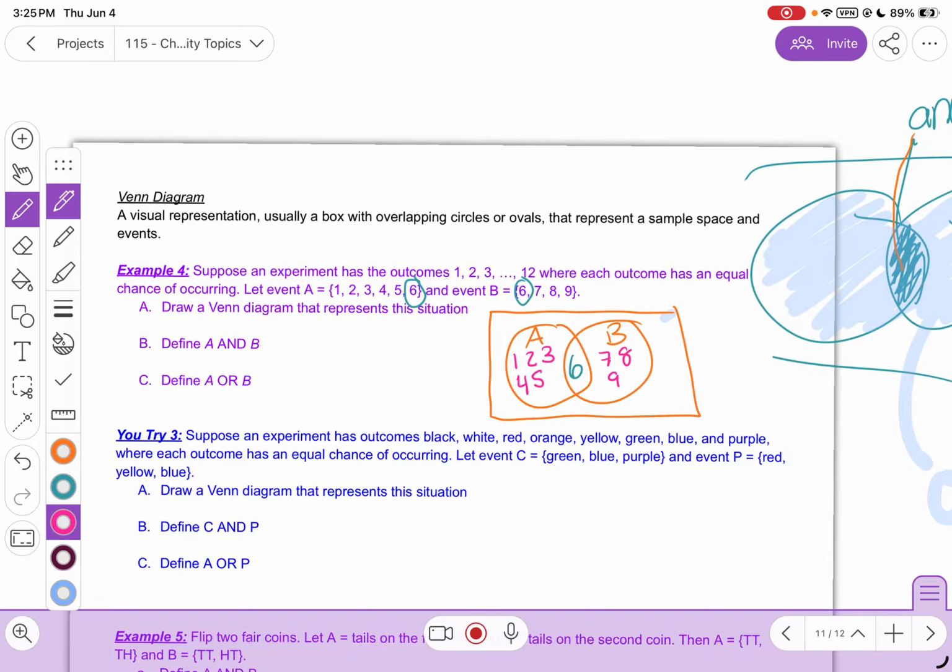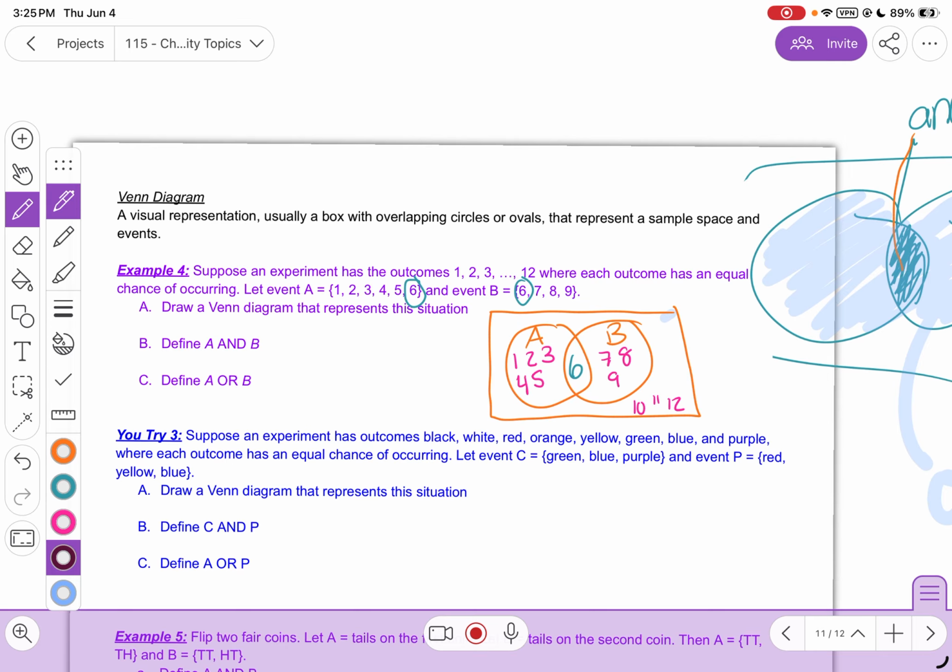7, 8, 9. And then anything that's not A or B, but still is a thing, goes in the box. So 10, 11, and 12. Those are still in our sample, but not in A or B. So there's our Venn diagram.